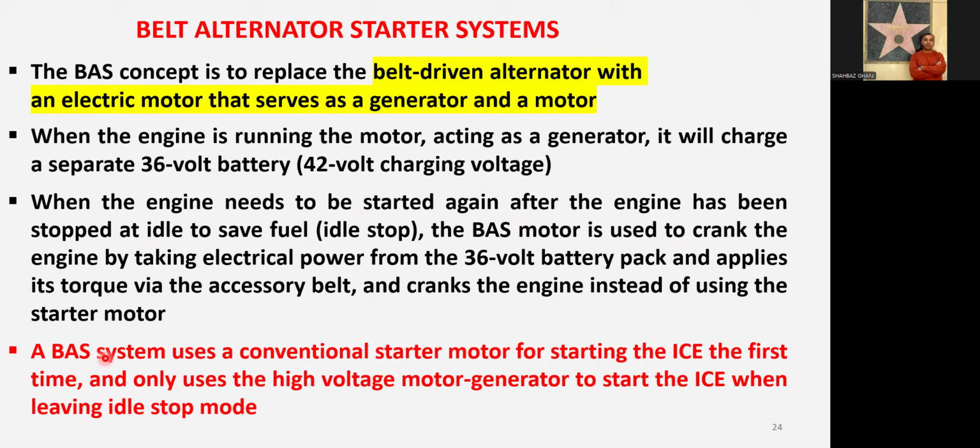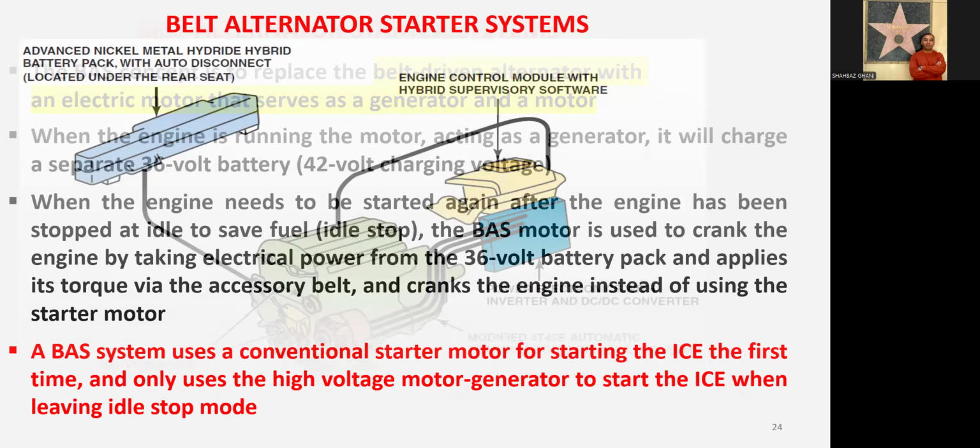The belt alternator starter system uses a conventional starter motor for starting the internal combustion engine the first time, and you only use the high voltage motor generator to start the internal combustion engine when leaving idle stop mode. So for the initial start, we have the conventional starter motor, but after that, we use the high voltage motor generator to start the internal combustion engine when leaving idle stop mode. Let's see from the figure.